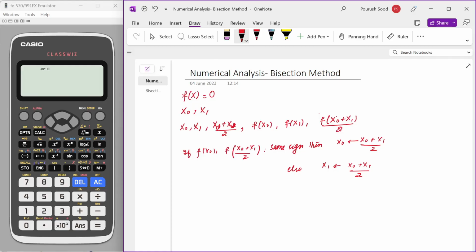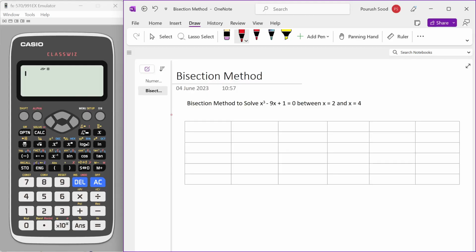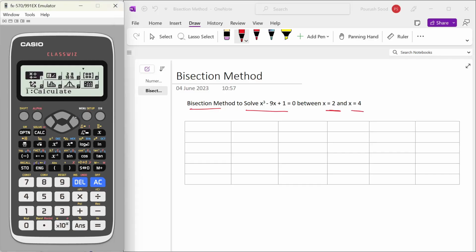Now, the best way to teach you how to use a calculator for this would be to use a direct problem. The question is to use the bisection method to find the root of this polynomial between x equal to 2 and x equal to 4. How we start is that we press the menu button of the calculator and go to table mode. Here they are asking us for an f of x, so we enter x cube minus 9x plus 1 and press enter. G of x we do not need, so we leave it blank.